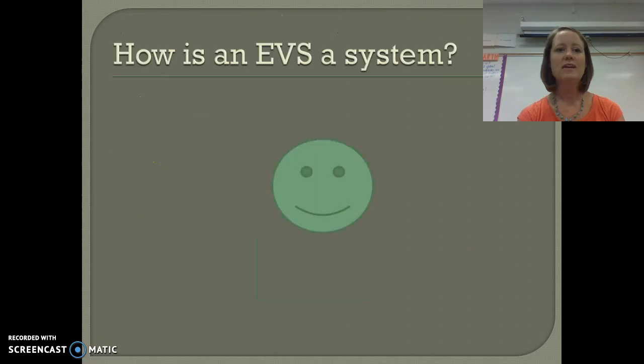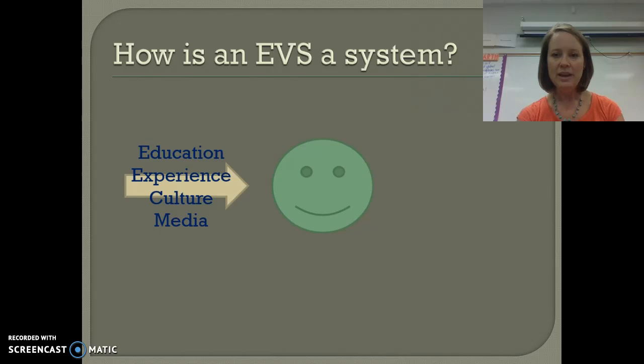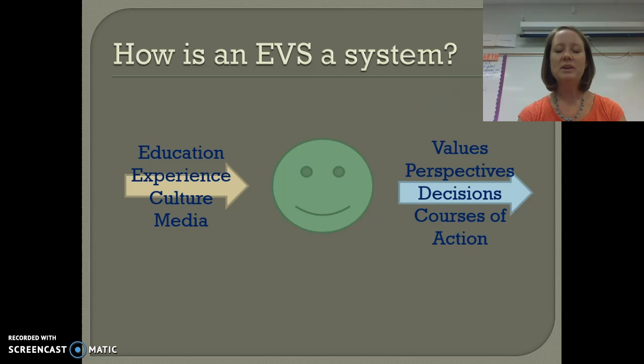So if we look at an environmental value system, what are the inputs? Inputs are the things that influence how we view the world. So our educational background, our experiences, the culture that we were raised in, the media that we are exposed to, and the output of this system would be the values that you have, your perspective on the environment, how you make decisions, what courses of action you decide on based on that window that you are looking through.